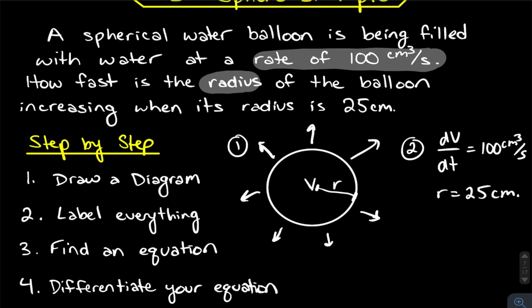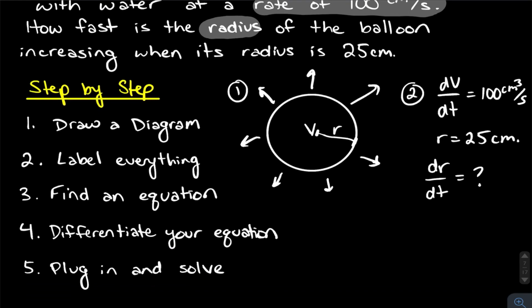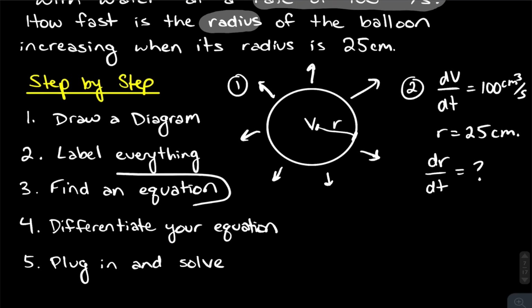Then we also have, okay, how fast is the radius of the balloon increasing? And that rate would be dr/dt, right? How fast is that radius increasing? And so that's what we don't know. And so there's a good, we've labeled everything now. We're all good. So now we want to find an equation, right? We want to find an equation that will relate volume to the radius, okay?